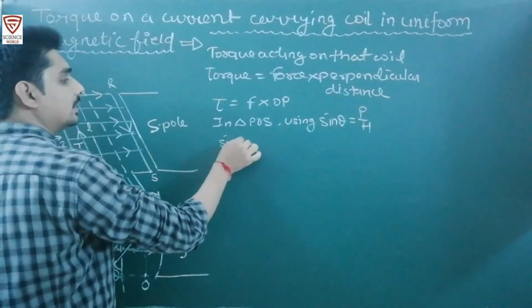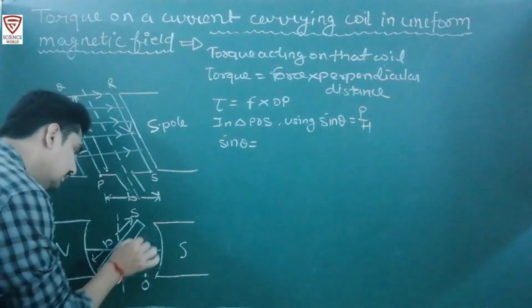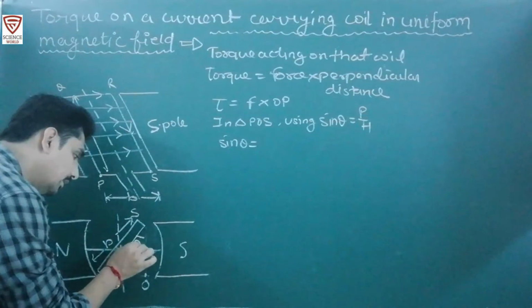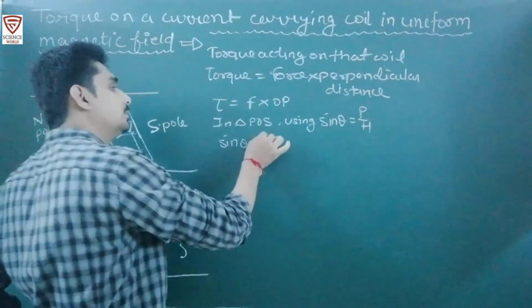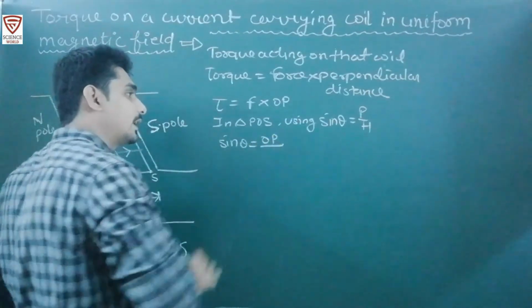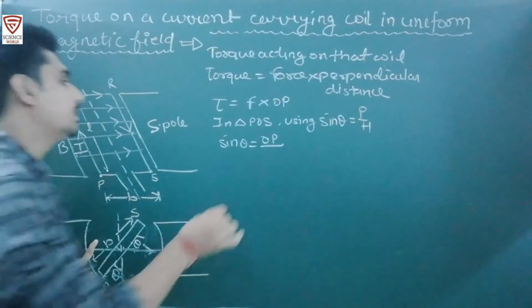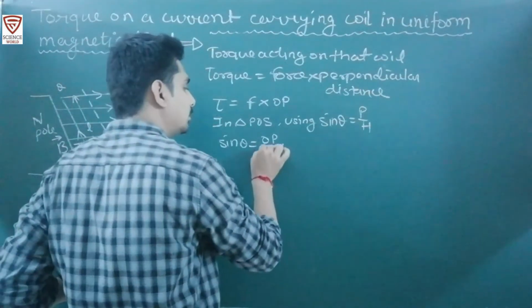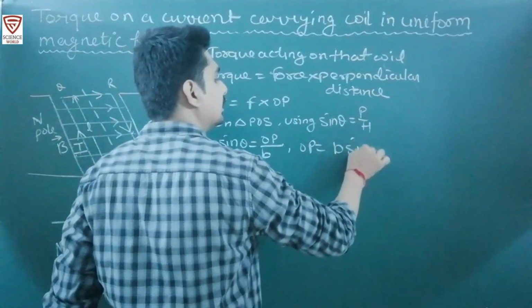So sin theta will be, what is the perpendicular here? If this angle is theta, then this angle will also be theta. So the perpendicular is OP and the hypotenuse is this PS, which is B. So we will get OP is equal to B sin theta.